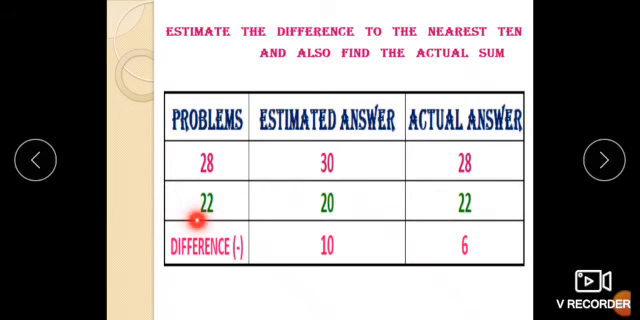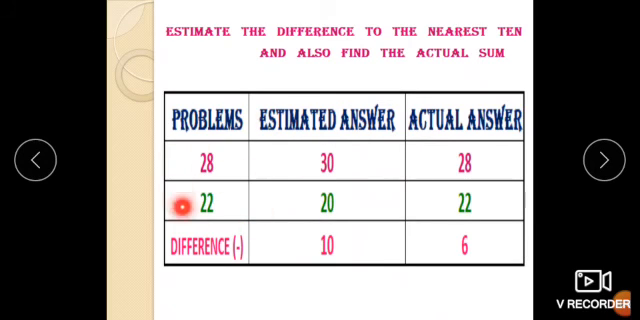Then the next number is 22. 2 is less than 5, so we use rounding down, which means the value decreases. So the estimated value of 22 is 20. Then we find the difference: 30 minus 20, the answer is 10.